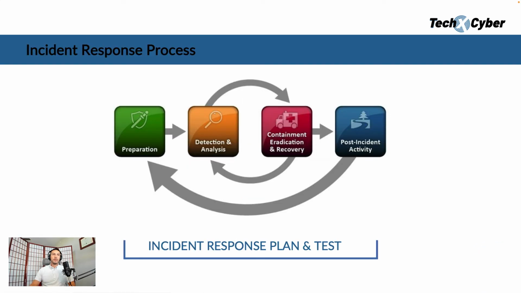So let's dive in here a little bit and let's take a look at the process. There are 4 steps here, starting at preparation, moving over to detection and analysis. Then we're going to contain, eradicate, and recover. And then there's some sort of post-incident activity where we do a lessons learned exercise to figure out what went wrong and how do we stop this in the future.